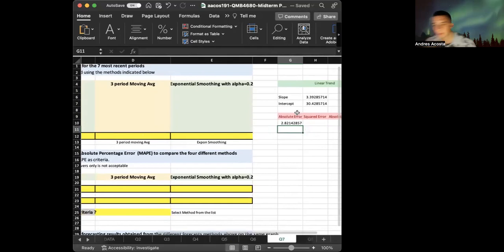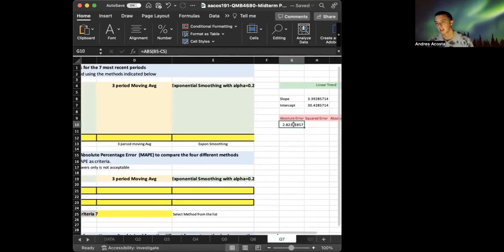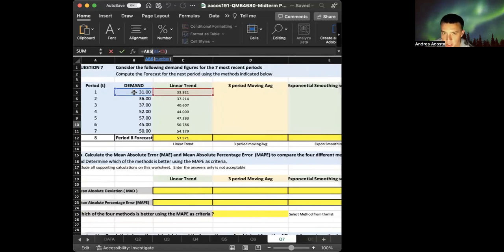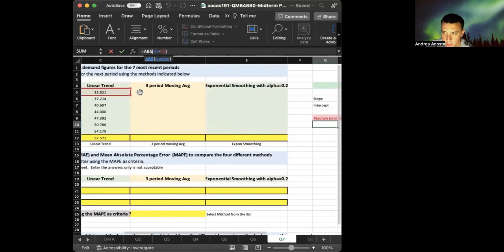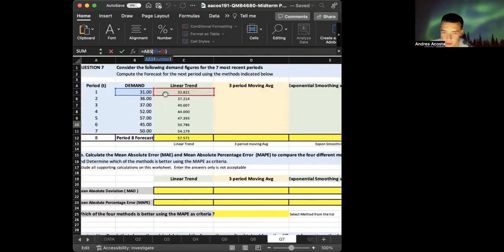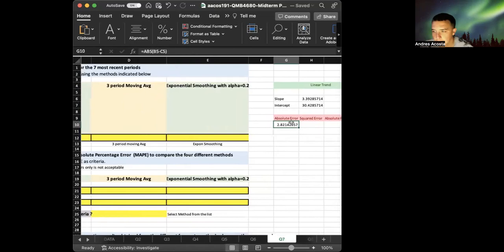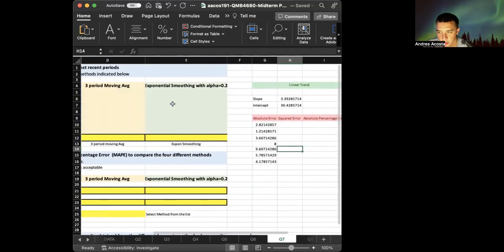So now we have to find the absolute error. Luckily, Excel provides it by clicking the equal sign and the ABS function. What we have to do is subtract the demand and the linear trend to see the absolute error between the demand and the linear trend. Once you do that, click enter, and this would be the absolute error. We scroll it down. There you go, that would be our absolute errors for our demand to our linear trend. As you can see, it's increasing.